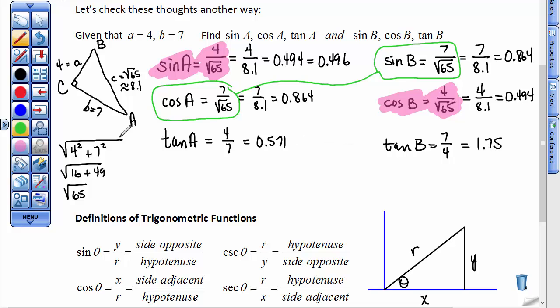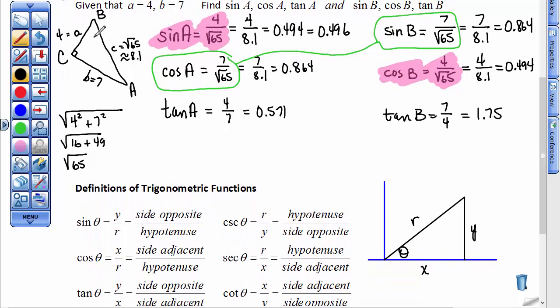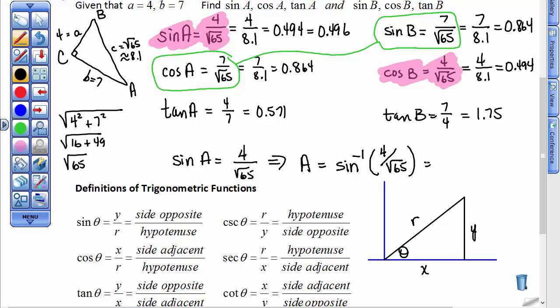Lastly, I want to remind you, from any of these trig functions, doesn't matter which one, but I'm going to use this one. From any of these, for this picture where A is 4, B is 7, and C is 8.1, if you know that the sine of angle A equals 4 divided by the square root of 65, don't forget your tool that you can find the size of angle A by taking the inverse sine of 4 divided by the square root of 65. And when you do that, you get the size of the angle.